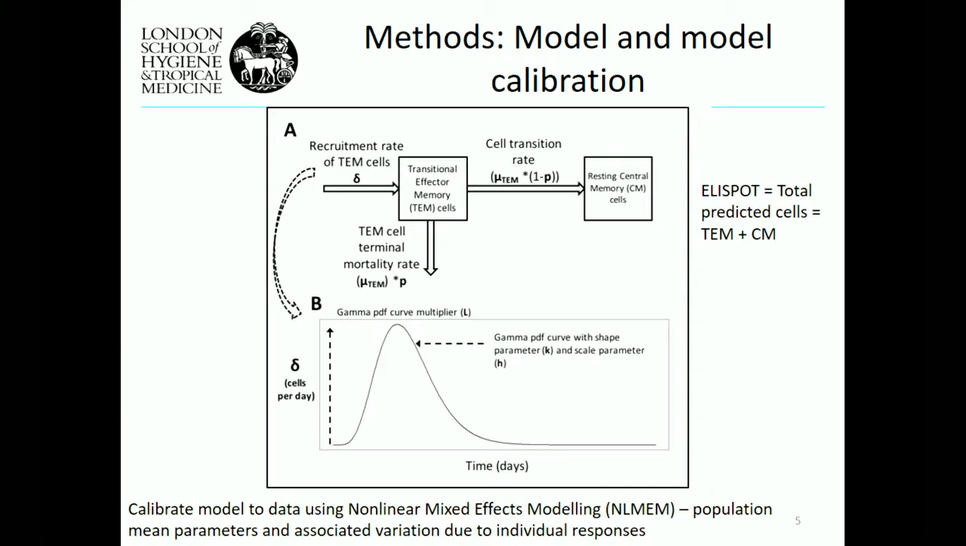When we fit this to the data, we believe that all cells in the system are interferon gamma producing. So to calibrate to the ELISpot data, we use total predicted cells, that's the transitional effector memory cells plus central memory cells at any time point. To calibrate to the data, we use nonlinear mixed effects modelling techniques. These techniques estimate population mean parameters for the model, but also take into account the variation due to individual responses from the population, and assign parameter variation according to this.